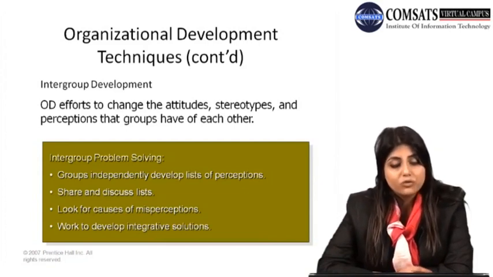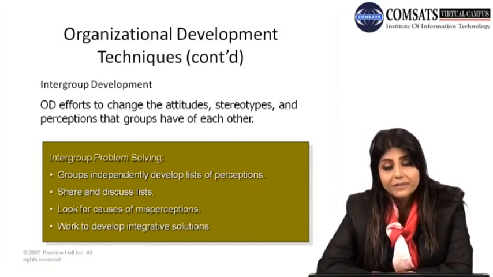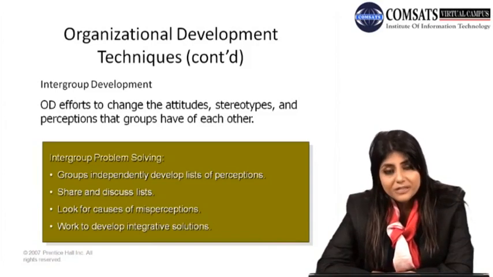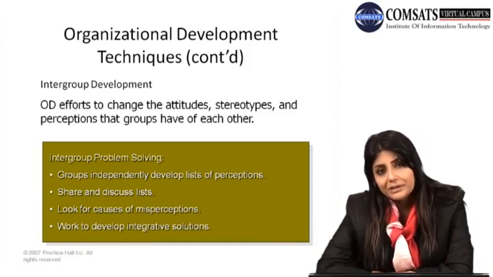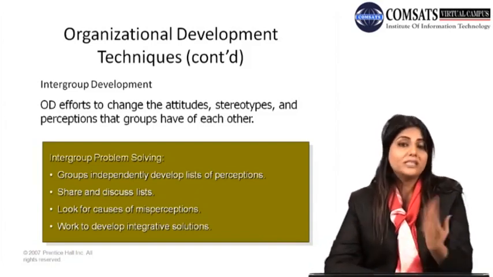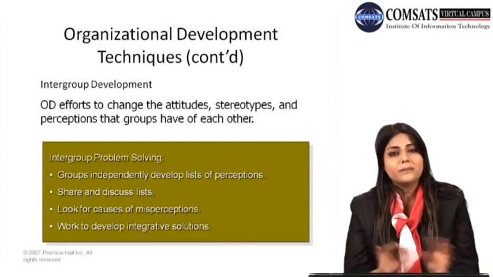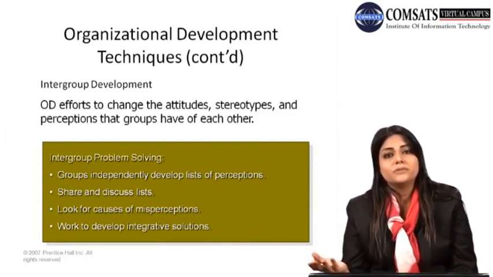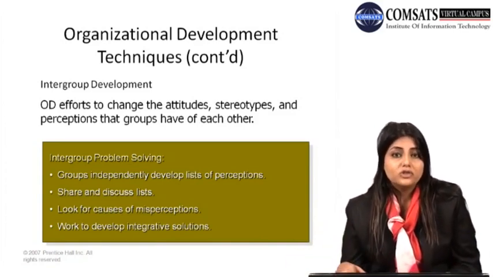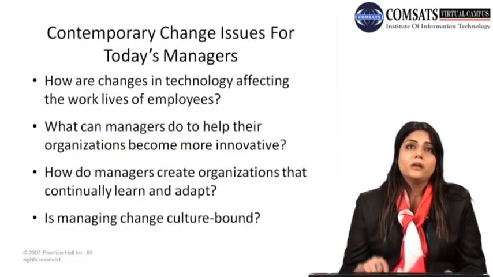Intergroup problem solving can be done through a number of steps: groups should independently develop a list of perceptions, share and discuss those lists, look for causes and misperceptions, and work to develop integrative solutions, right? So each group is asked to develop its own list of how they perceive the other group, and then they share those lists with each other, and see where the perceptions are mismatching, where wrong perceptions have been developed and why. This is how you can mutually solve that kind of problem through intergroup processes.